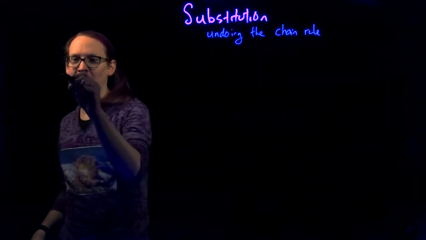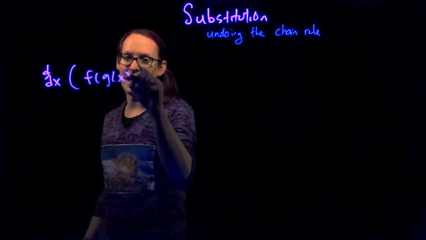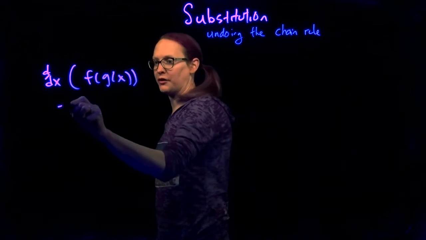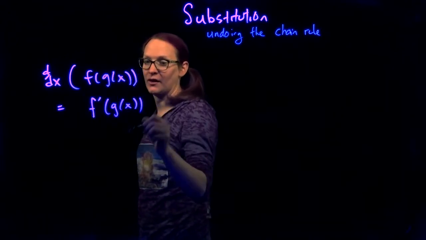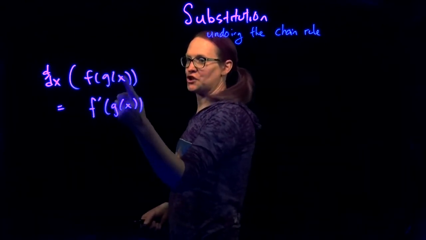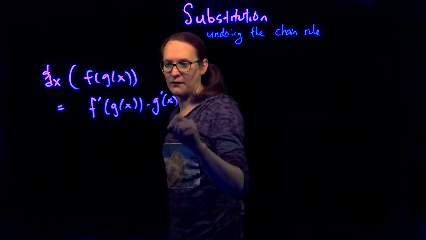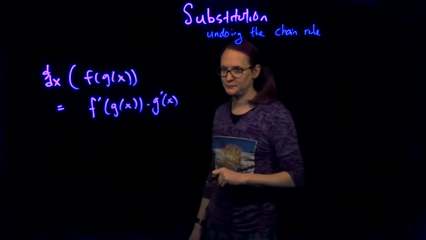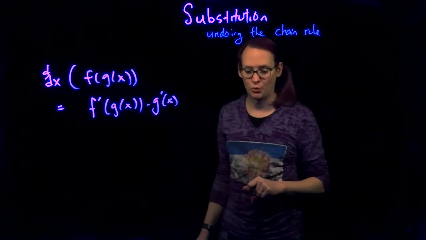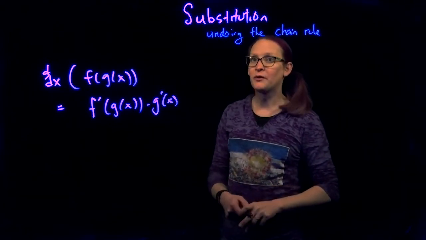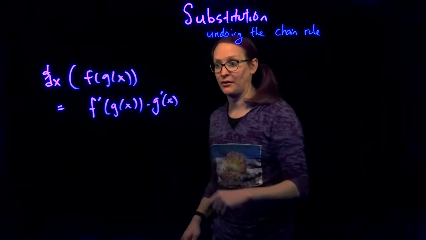The chain rule says that the derivative of f of g of x is equal to f prime of g of x, and then I have to chain out the derivative of the argument, times g prime of x. So the things that we are going to attempt to integrate using the method of substitution are those of the form like this.